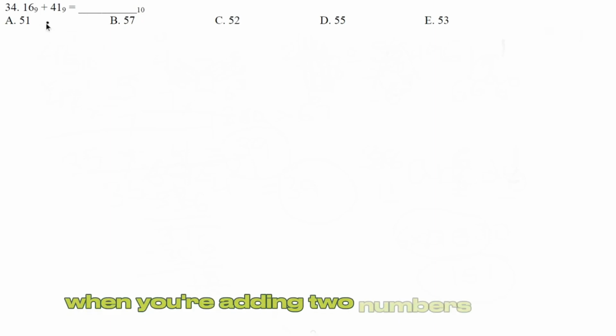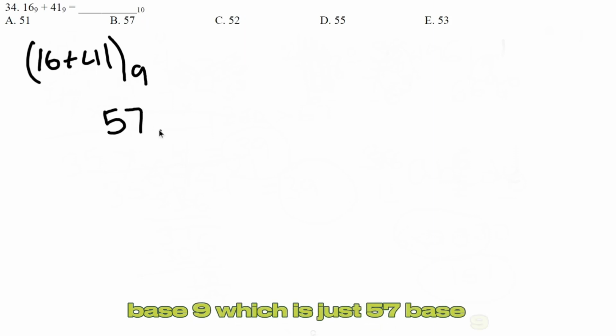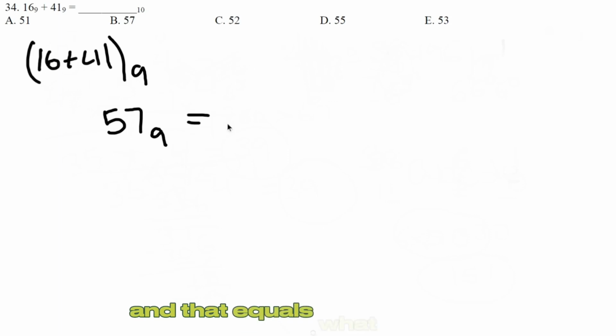Alright, next. 16 base 9 plus 41 base 9 equals what base 10? Alright, so here's a rule. When you're adding two numbers of the same base, you can just write this as 16 plus 41 base 9, which is just 57 base 9, and that equals what base 10?